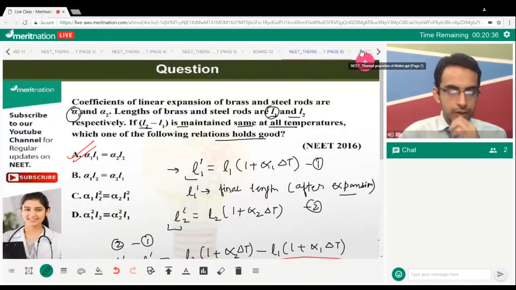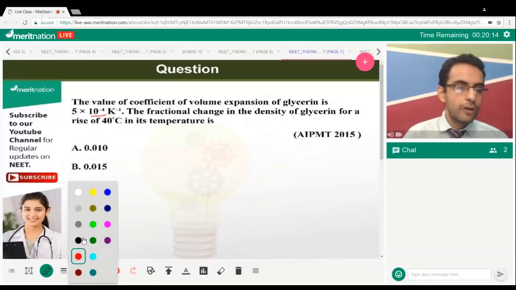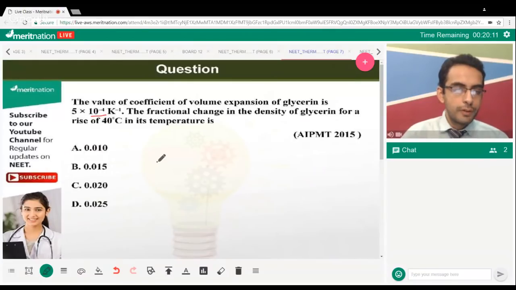Let's move to the next question. The value of coefficient of volume expansion of glycerine is 5 into 10 raised to minus 4 per Kelvin. The fractional change in density of glycerine for a rise of 40 degrees Celsius in its temperature is. So in this question, we are given gamma, the coefficient of volume expansion. Gamma is equal to 5 into 10 raised to the power of minus 4 per Kelvin.